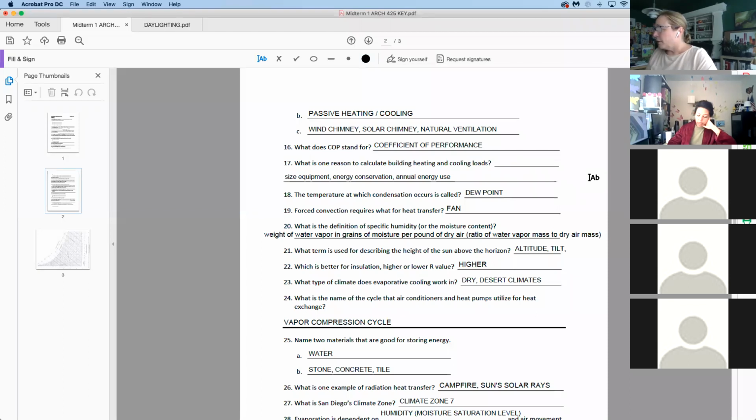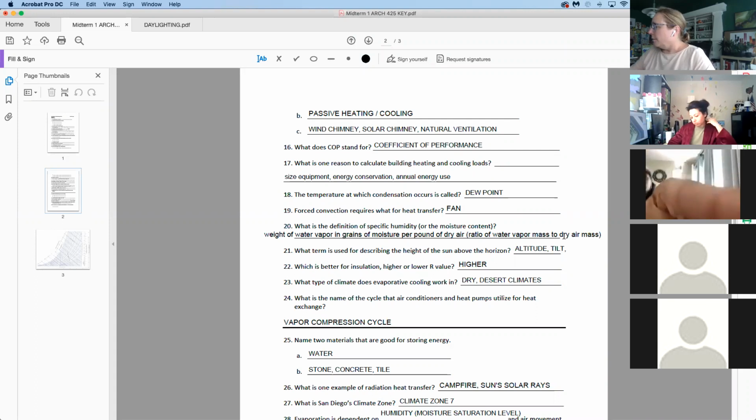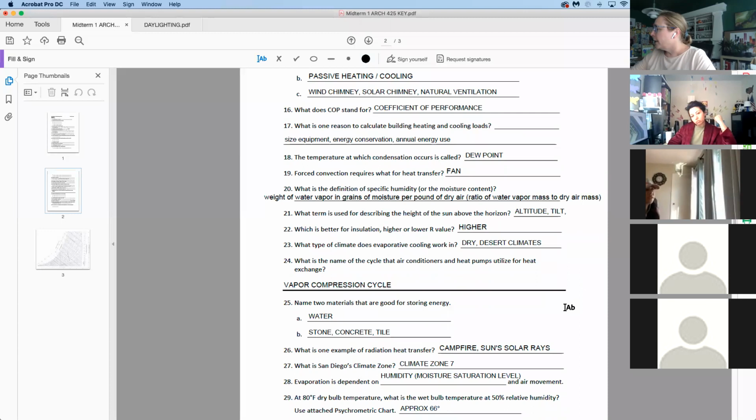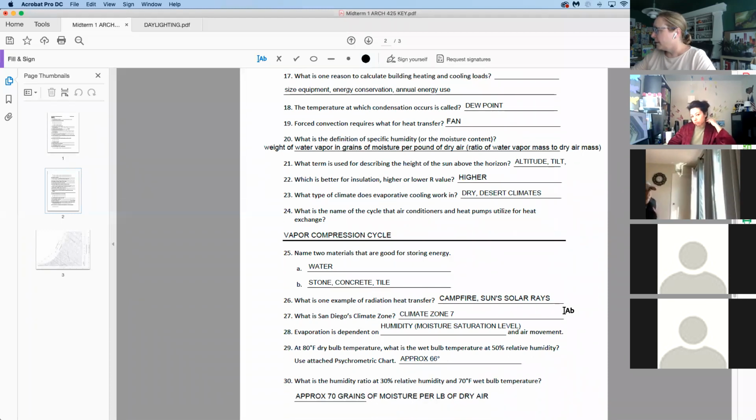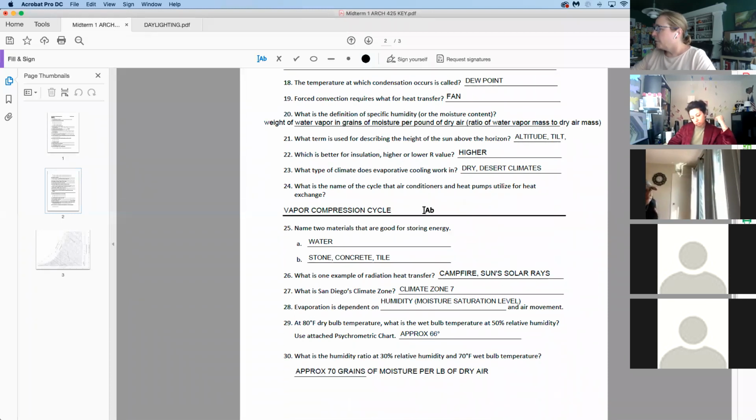What's better for insulation, higher or lower R value? Everybody got that right. It is higher R value. What type of climate does evaporative cooling work in? Dry desert climates. For number 24, the name of the cycle for air conditioners and heat pumps that they use for heat exchange is called the vapor compression cycle.